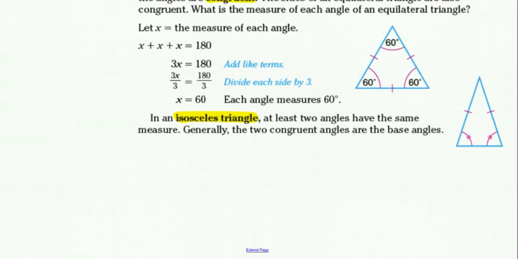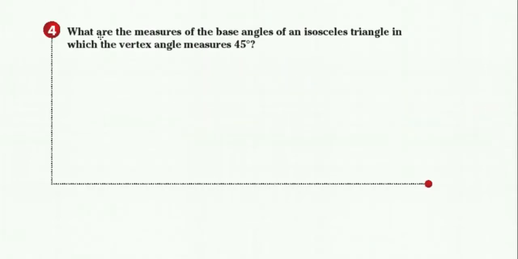Going to the next slide, we have: what are the measures of the base angles of an isosceles triangle in which the vertex angle measures 45 degrees? So when you talk about the vertex angle of a triangle, let me give you a triangle. Let's say this is our isosceles triangle. This is our vertex angle.